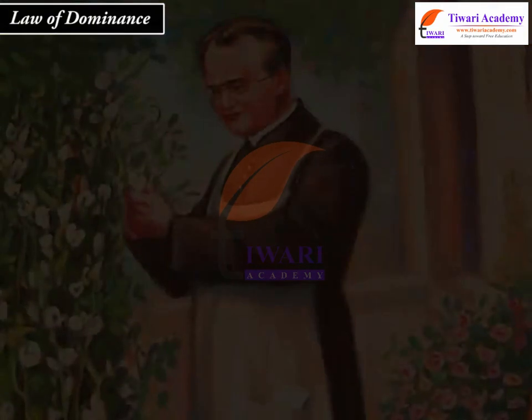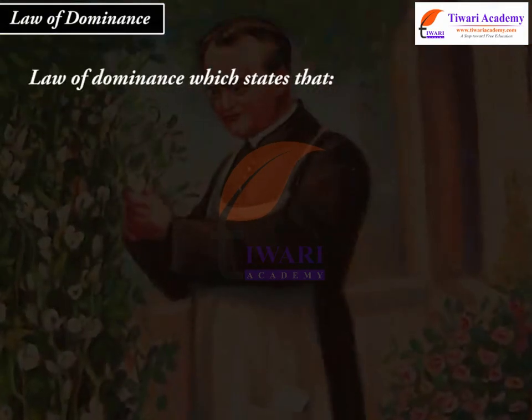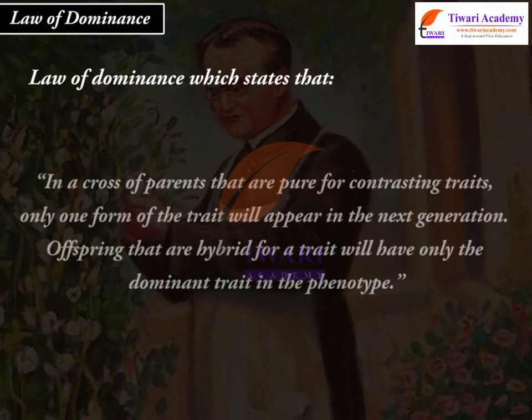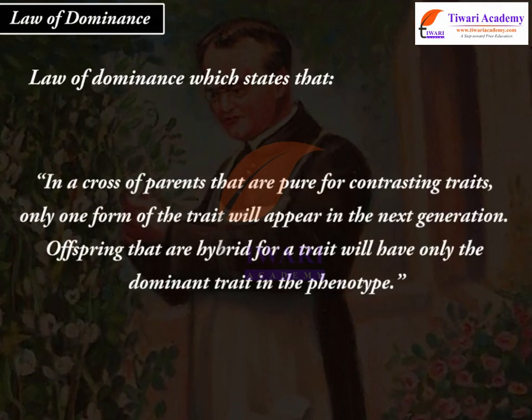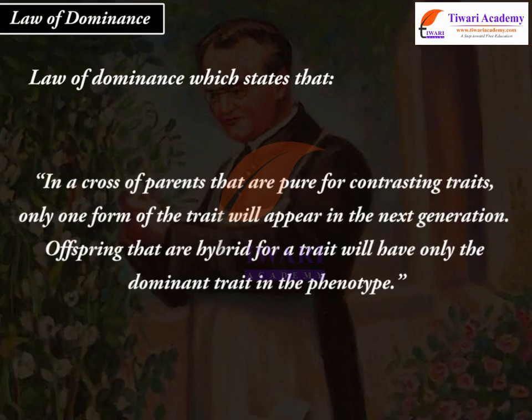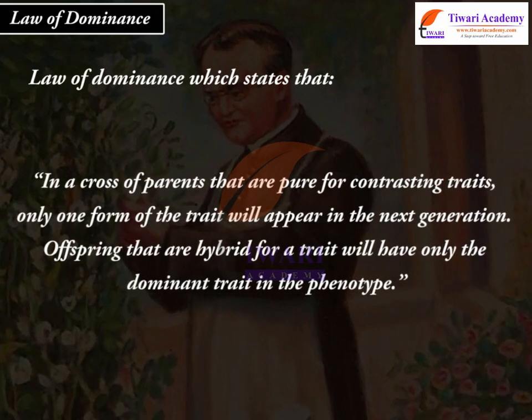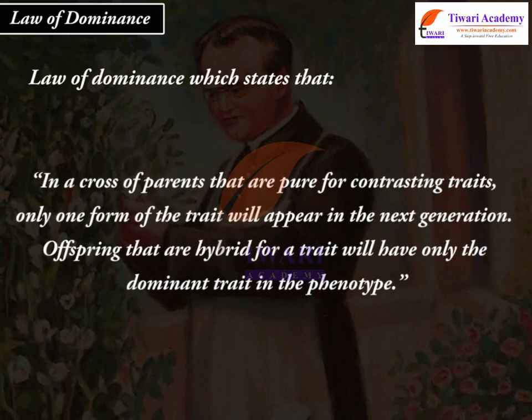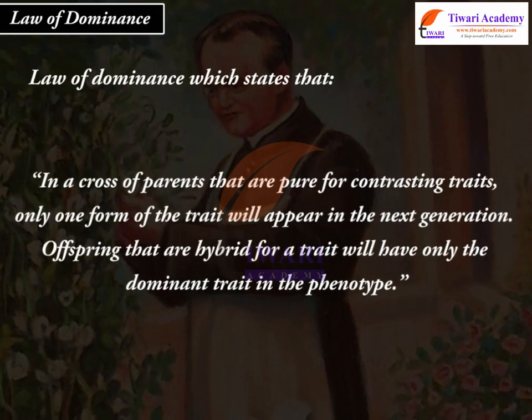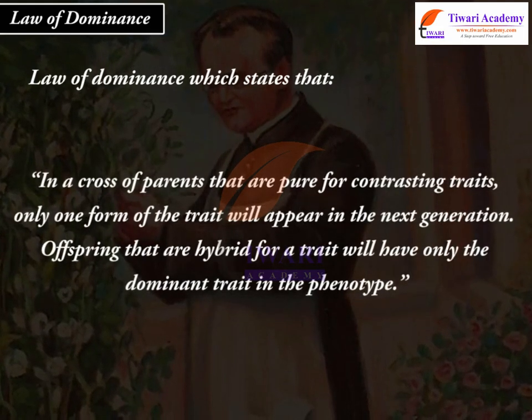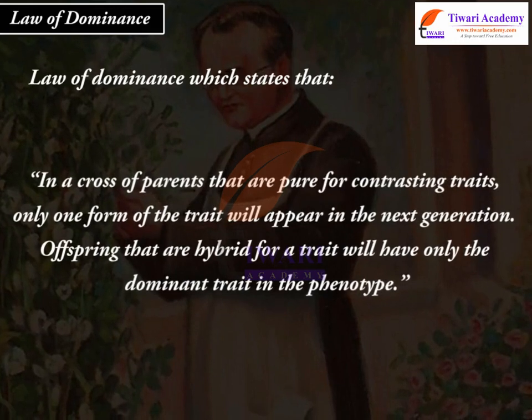And thus he devised the law of dominance, which states that in a cross of parents that are pure for contrasting traits, only one form of the trait will appear in the next generation. Offspring that are hybrid for a trait will have only the dominant trait in the phenotype.